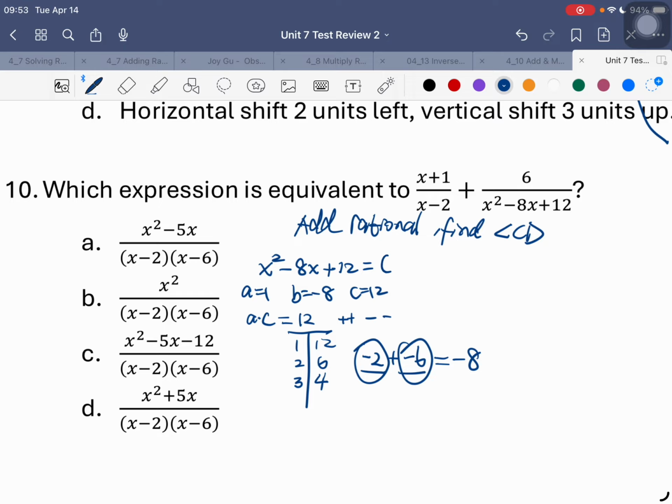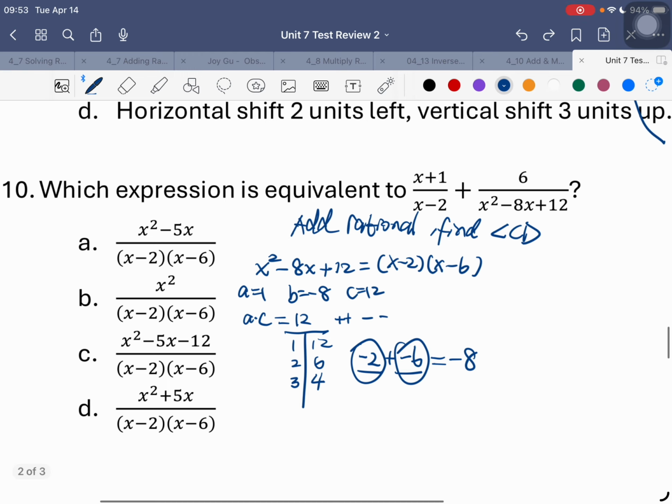Okay, now let's write it down: x minus 2, x minus 6. And usually the other bottom is one of the factors. It gives you hints. And then we can give them the LCD on the bottom.